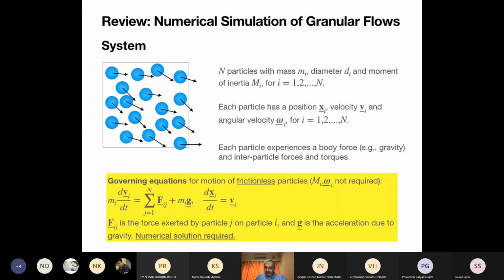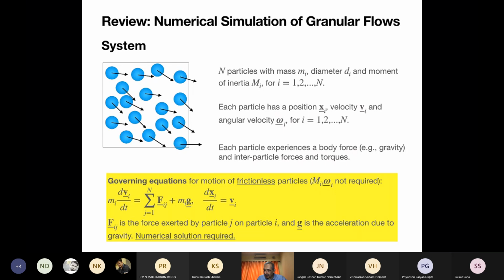Okay, so last time we looked at numerical simulation of granular flows in which the motion of each particle is considered. Here we are considering n particles of mass m_i, and they have a position at any time of x_i and a velocity v_i, but also an angular velocity omega_i.